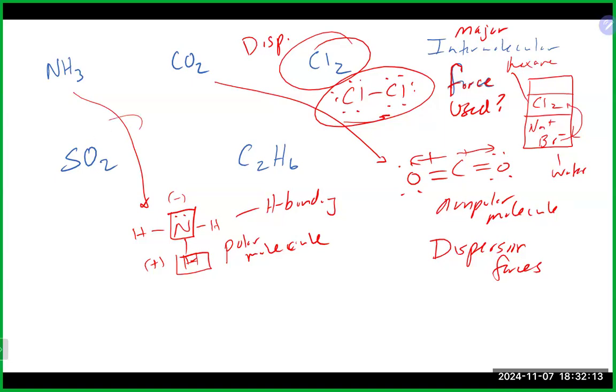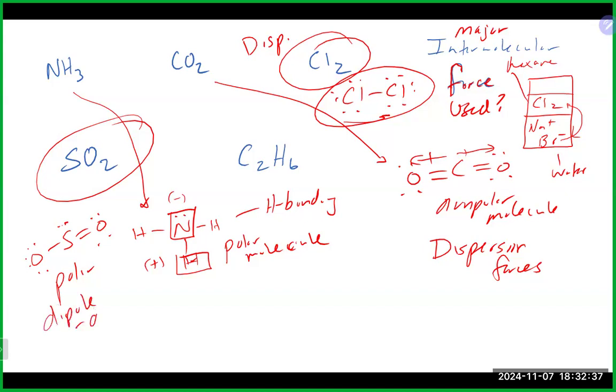Over here, SO2, we get a quick sketch of that guy, perhaps something like this. A little angular type of action, definitely going to be polar in this case. Can this guy hydrogen bond with itself? It cannot, it doesn't have a hydrogen, so that's problematic. We need a hydrogen to do that. So this guy's going to have to go with a dipole-dipole interaction in this particular case.